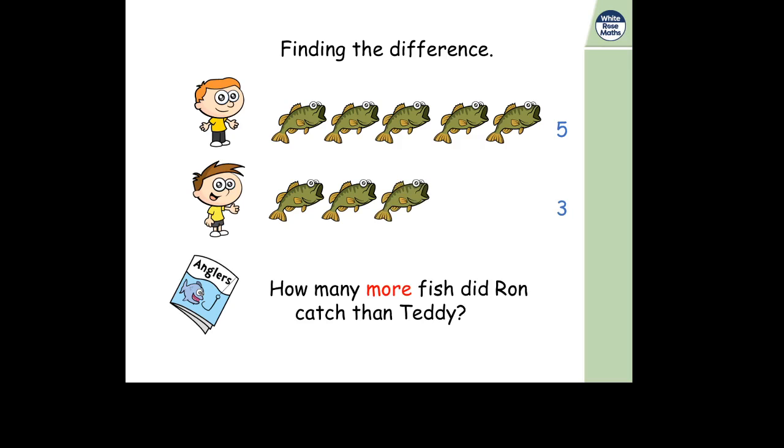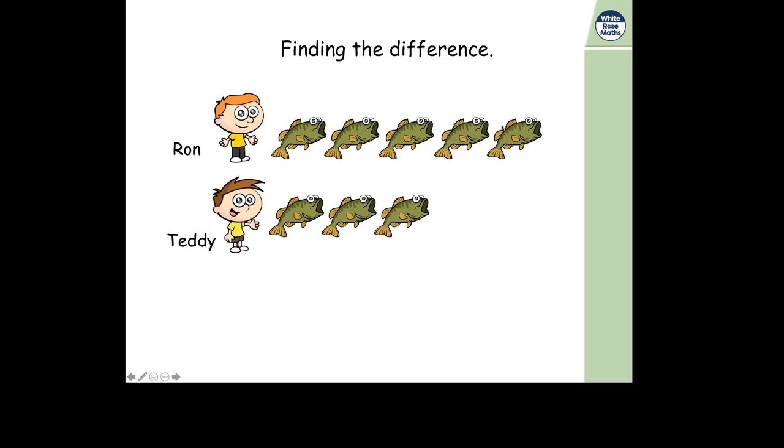How many more fish did Ron catch than Teddy? So we've got the 2 over here, because here we've got a pair, here we've got a pair, and here we've got a pair. These are the ones that are left over, because there's nothing down here. That's what we've got to focus on today. What's over the top? So we've got 2 as our answer.